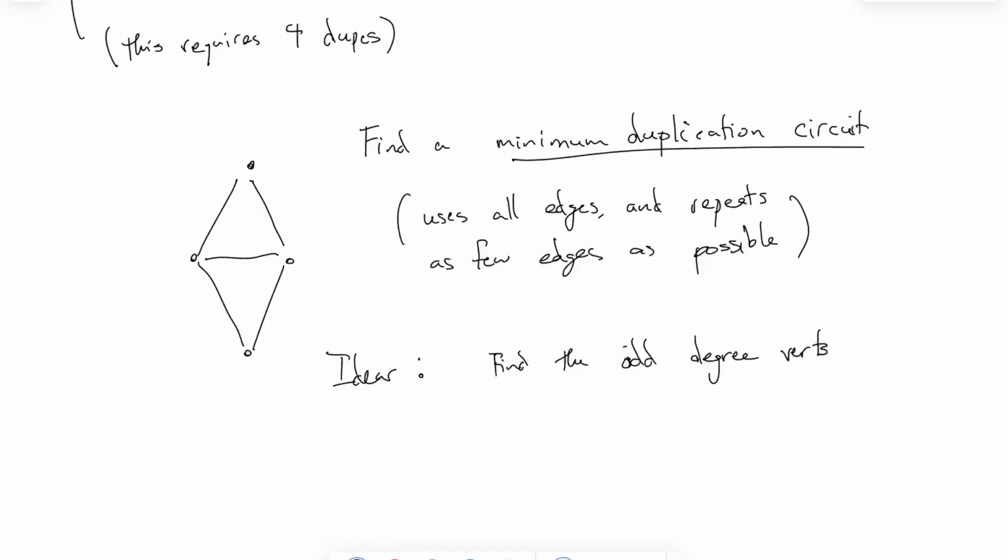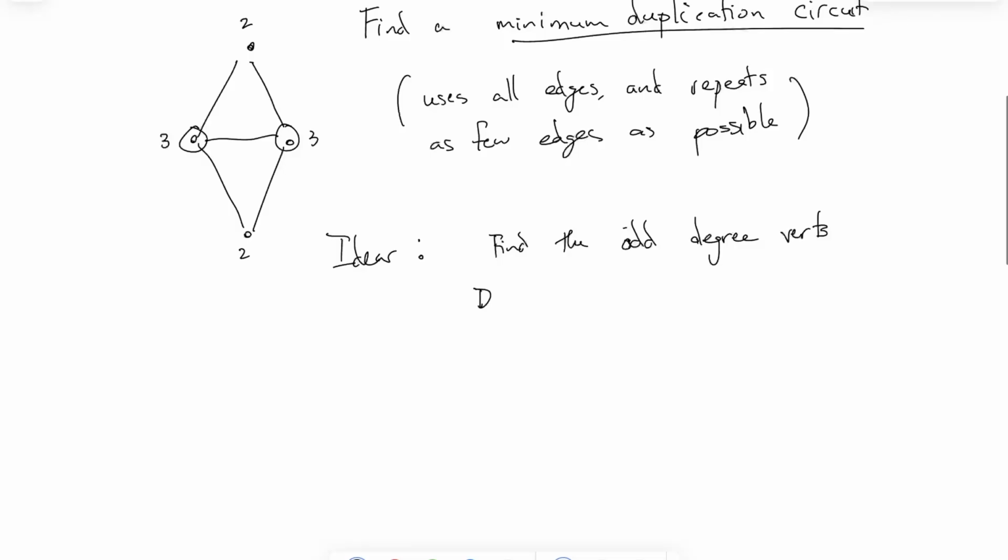So in this example, just look at all the degrees. That's a 2, that's a 3, a 2, and a 3. And focusing just on the odd ones, I don't care about the even ones. You find the odd degree vertices and then duplicate edges to make them even.